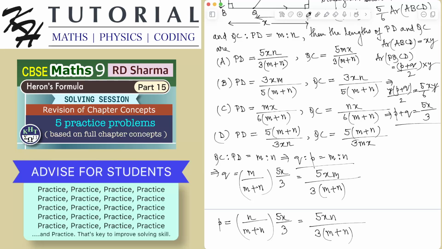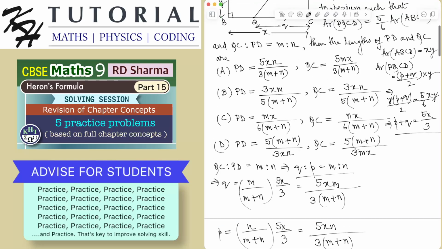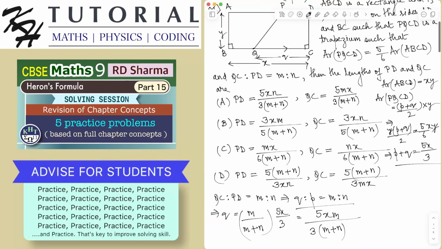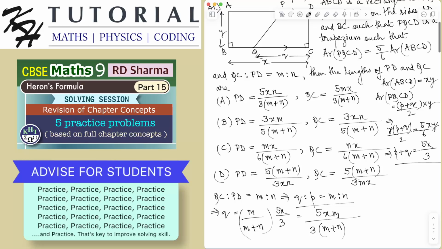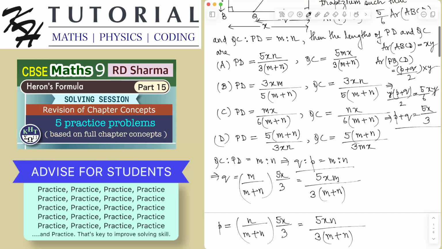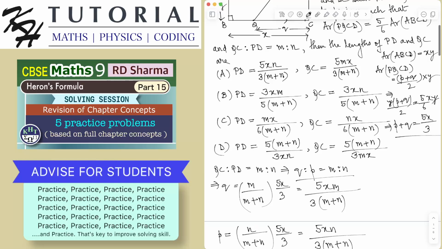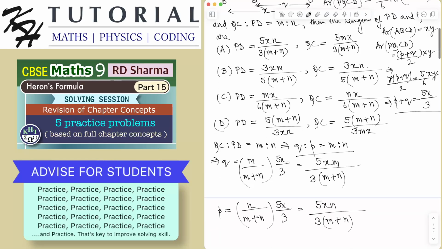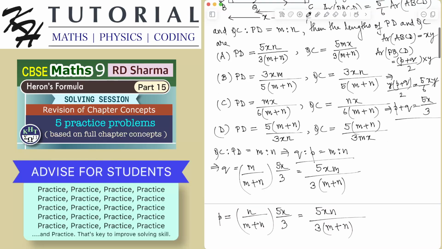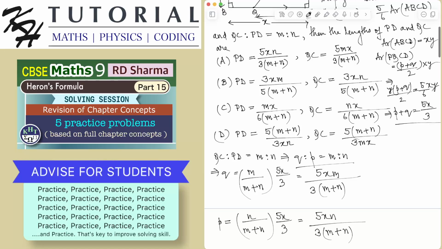So we have been asked to find the lengths of PD and QC, that is P and Q. PD will be equal to P, which is equal to 5xn divided by 3 into (m plus n), and QC will be equal to Q, which is 5xm divided by 3 into (m plus n). So the correct choice is A.